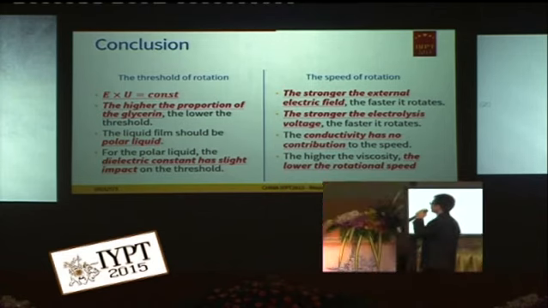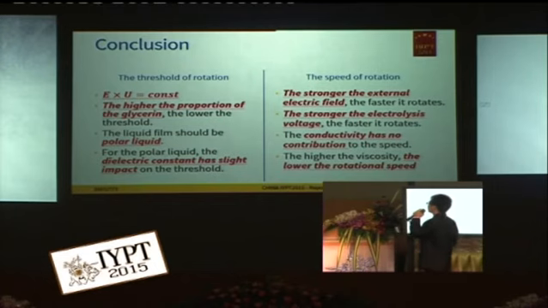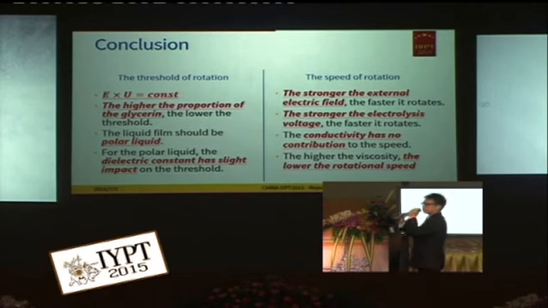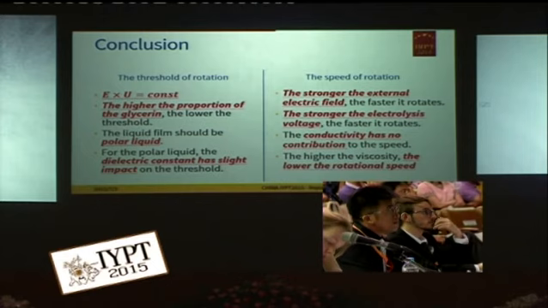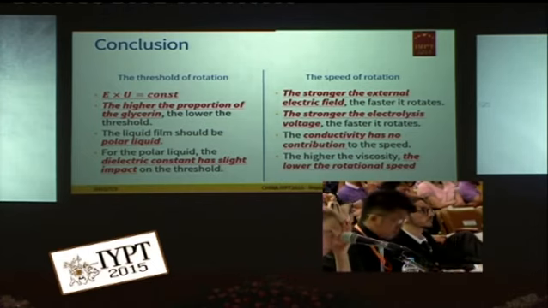And for the speed of the rotation, the stronger the external electric field, the faster it rotates. The stronger the electrolysis voltage, the faster it rotates. And the conductivity has no contribution to the speed. And the higher the viscosity, the lower the rotational speed. Okay, so this is all my presentation.